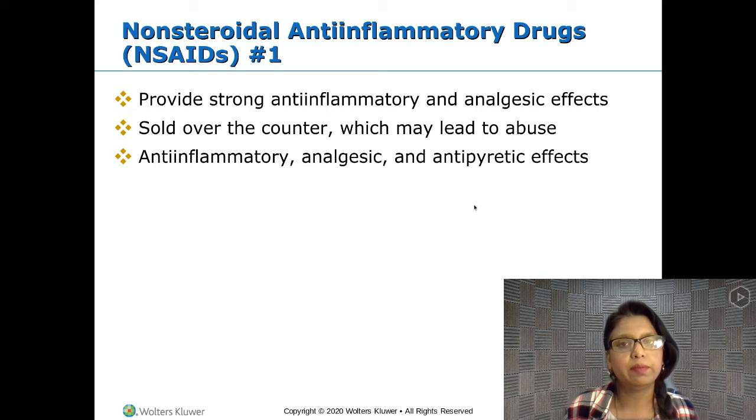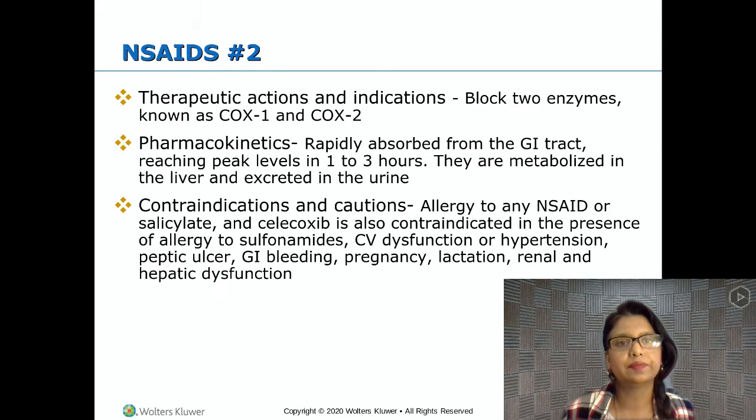Non-steroidal anti-inflammatory medications provide strong anti-inflammatory and analgesic effects and are sold over the counter, which may lead to abuse. They have anti-inflammatory, analgesic, and antipyretic effects. Their therapeutic action is to block two enzymes known as COX-1 and COX-2. Pharmacokinetics: they are rapidly absorbed from the GI tract, reaching peak levels in 1 to 3 hours. They are metabolized in the liver and excreted by the kidneys.